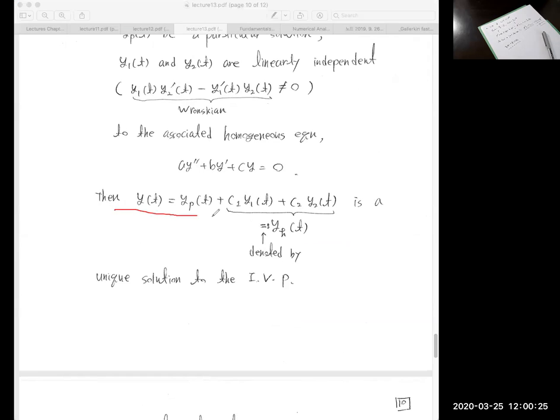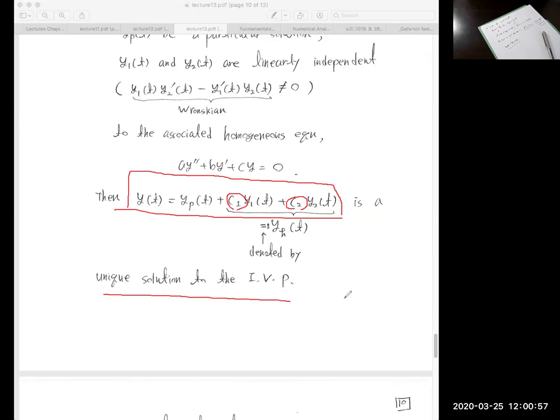This one is what? Unique solution to integral problems, right? Okay, unique solution. So what does that mean? This is actually a general solution of the non-homogeneous differential equation, and then using the initial conditions, we can find C1 and C2, right? Then this is going to be the unique real particular solution to the integral problems.